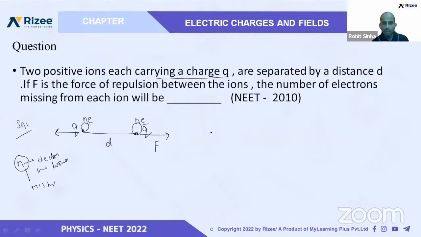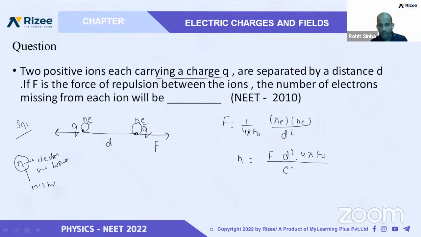Now we will go to Coulomb's formula. Force is equal to K Q1 Q2 by D square, where K is 1 by 4 pi epsilon naught. We can write Q1 Q2 as n e into n e. From here, n is equal to the square root of force into D square into 4 pi epsilon naught by e square. This will be the answer. Actually, it was an objective question, and this was one of the options.